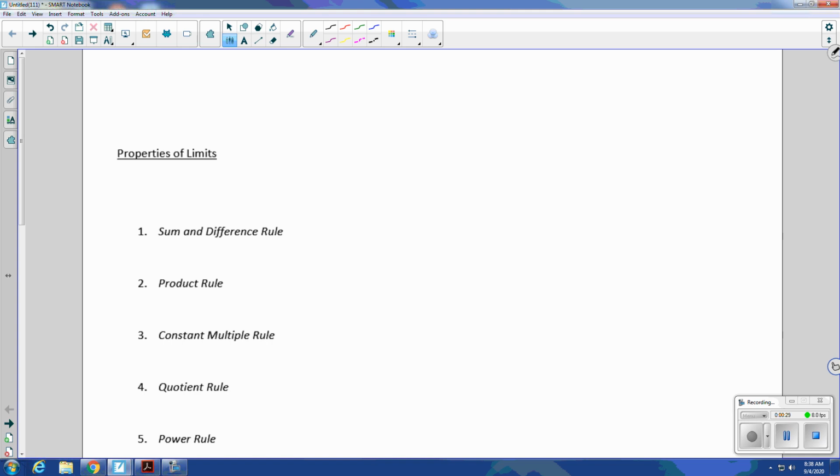So there are going to be times where we run across a limit that we need to evaluate, and we don't have the aid of a graph to determine that limit, so we need to know how to do it algebraically.